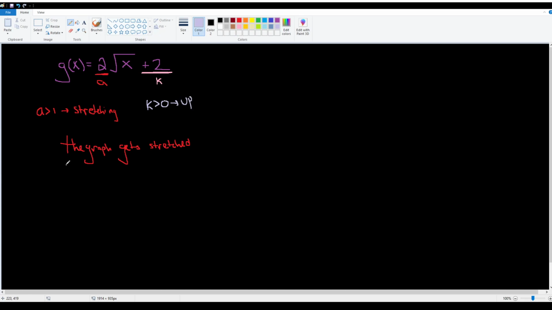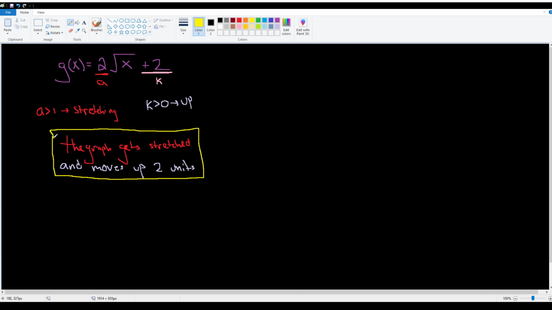We then also say it moves up 2 units. When we move up or down, left or right, we do have to say the amount of units that it moves. So in this case, because my k is 2, we know that it moves up 2 units. So this right here would be your explanation comparing it to the parent graph. If I ever ask you to compare it to the parent graph, that's what I'm looking for. The graph gets stretched and moved up 2 units based upon my a, my h, and my k.